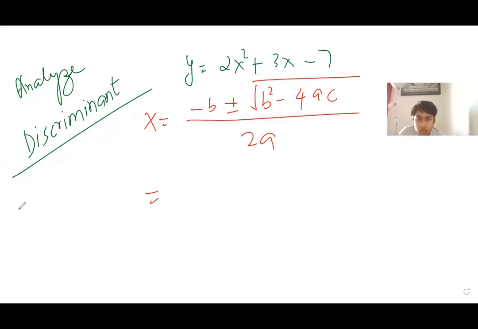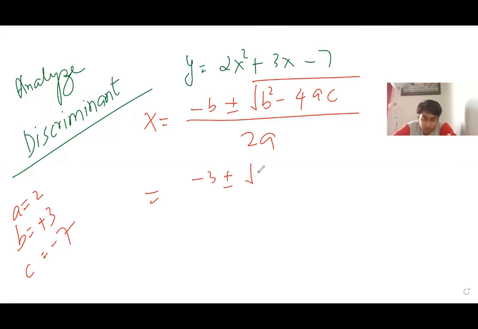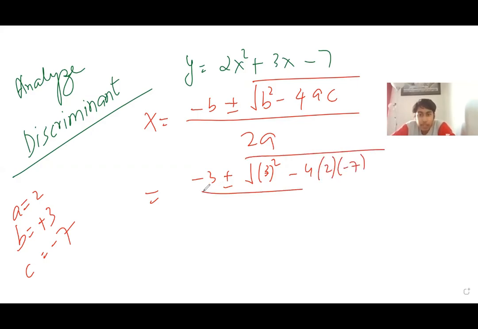A, B, C, you know, right? So a is 2 here, b is plus 3, and c is minus 7. Substitute, you get minus 3 plus or minus the square root of, so we'll write 3 squared, right? And then that is b squared minus 4 times a and minus 7, correct? Over 2 times a, just 2 times 2. Can you calculate? Tell me the answer.